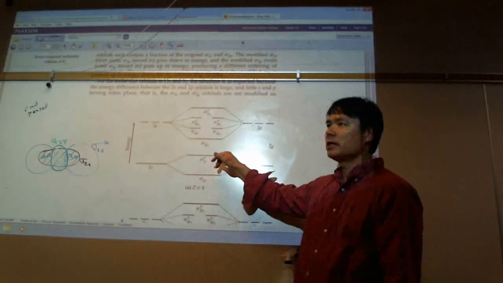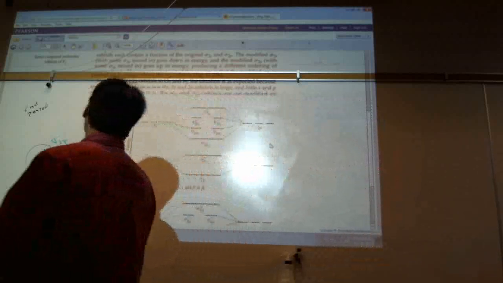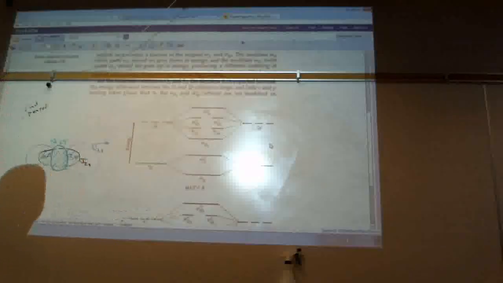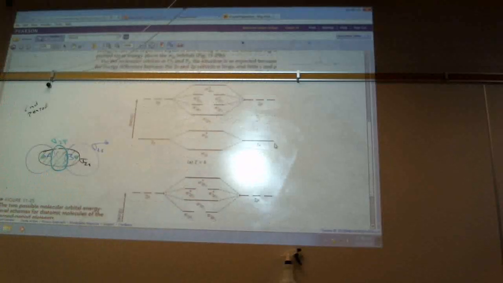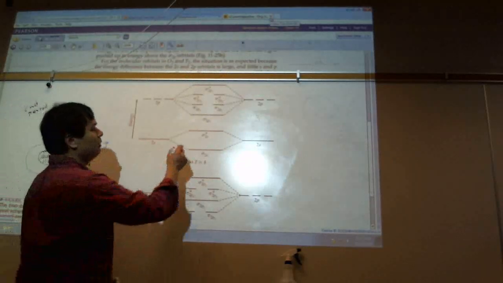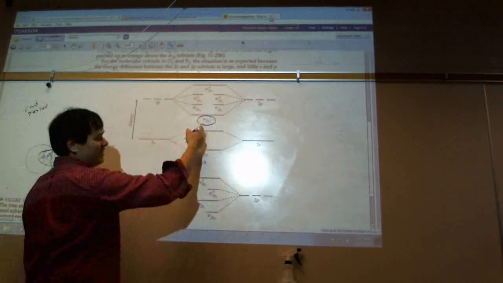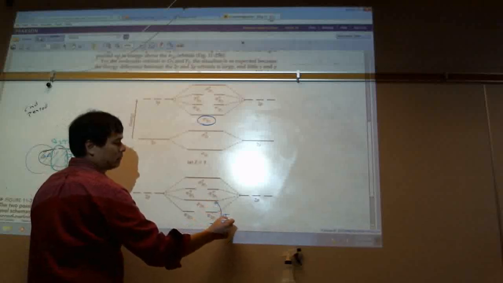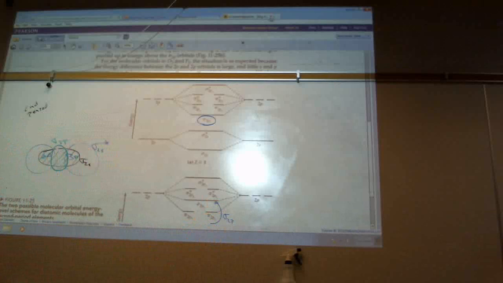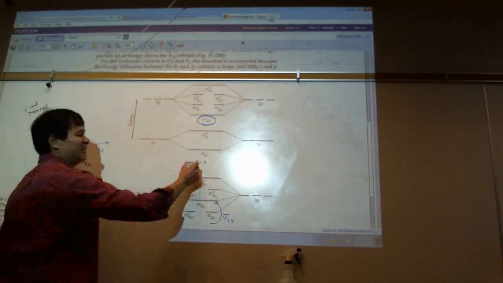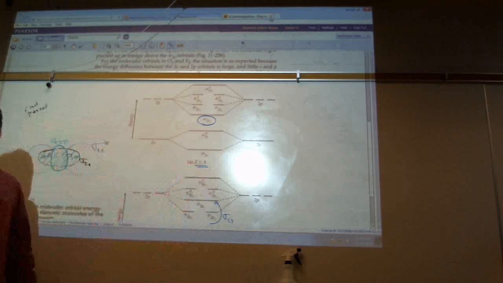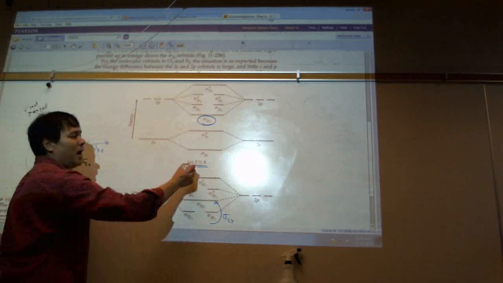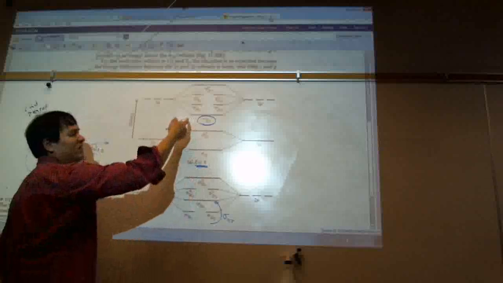Actually, let me stop here for a second, talk about this, and then we'll go on. There are two diagrams here. And the two diagrams differ based on what's happening here with this. Do you see the sigma 2p here? The sigma 2p in the second diagram gets popped up here. This is the sigma 2p here. And it depends on Z. What's happening with Z? If Z is high, then we have the normal diagram.